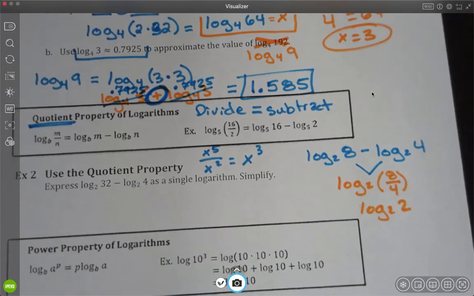Oh wait. Which one were we doing? I just made that up, Emma. That's okay. This is a made up example.